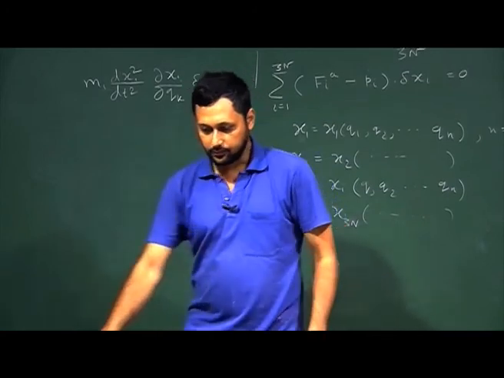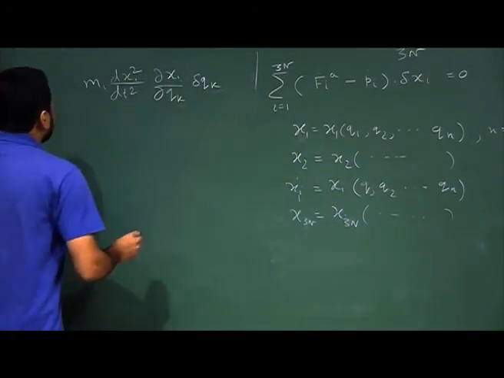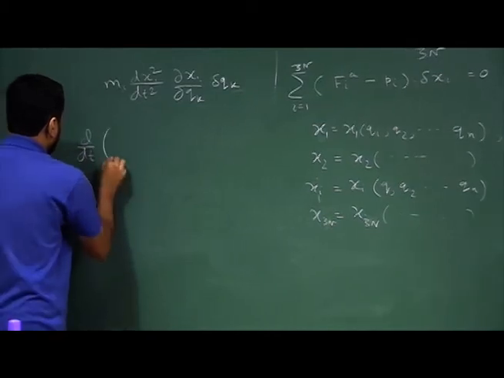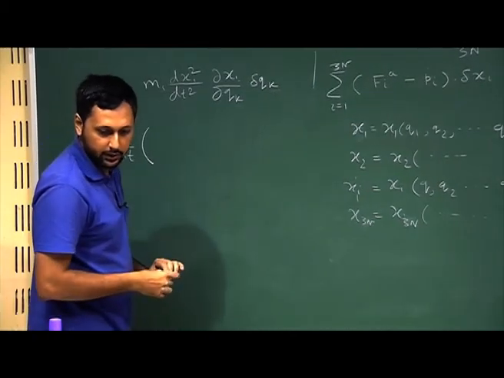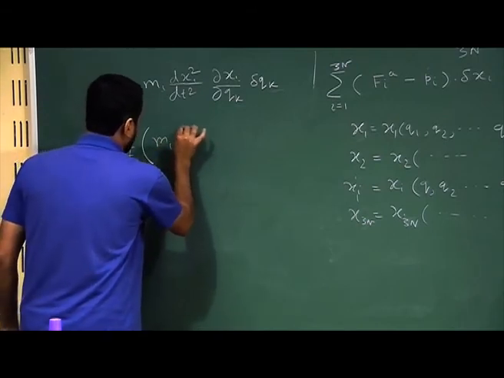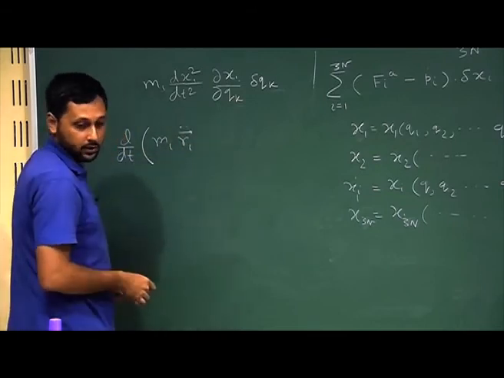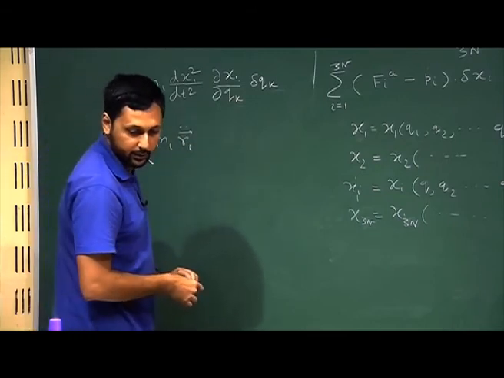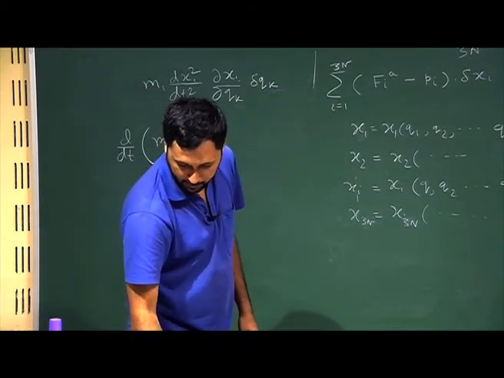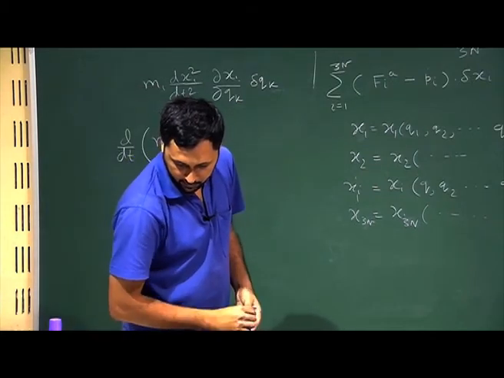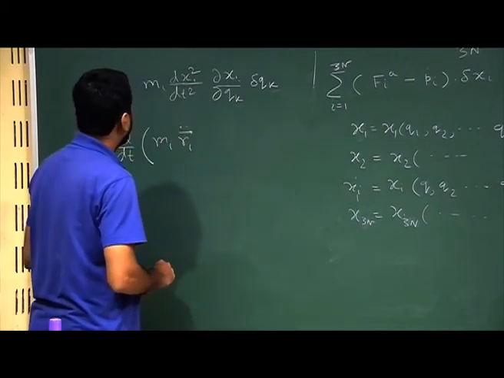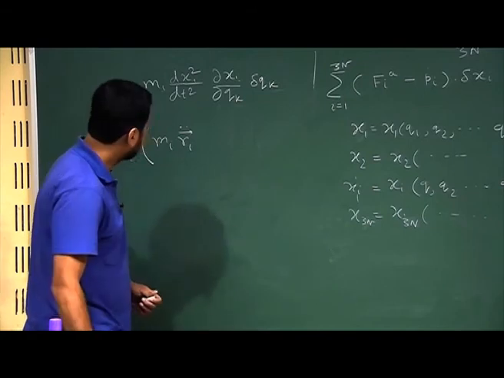Now, let us see. If I have a quantity of the form d/dt of mi ri double dot, d/dt of mi ri double dot.